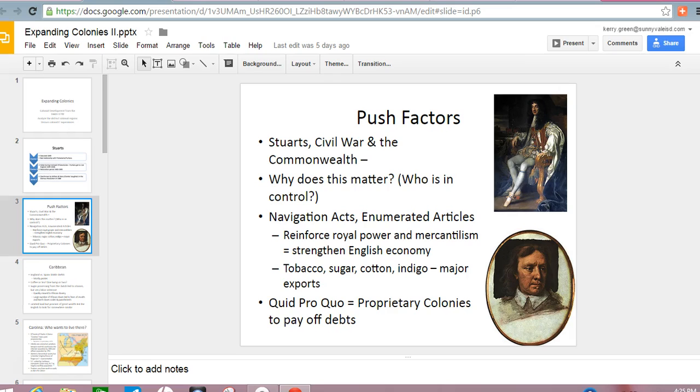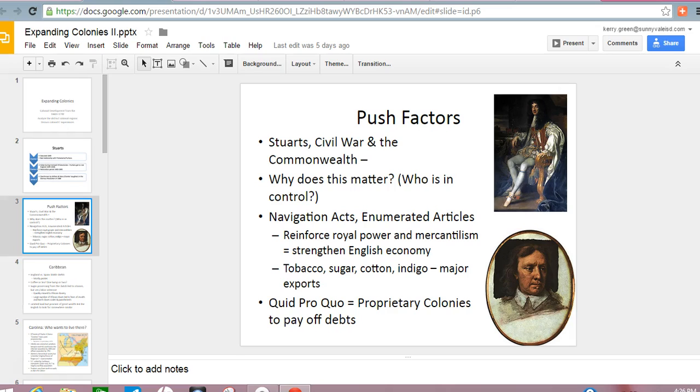Obviously, you're talking about them being able to smuggle. But still, this is part of that historical context of our founding fathers that we need to understand. So the Navigation Acts and the enumerated articles reinforce royal power and mercantilism, all to strengthen the English economy. We still have major exports from the American colonies, primarily tobacco, but after that you've got sugar. You're going to have some cotton in small numbers. Cotton doesn't really kick off until you get to the development of the cotton gin. Some indigo. You're going to have some rice, some things like that.